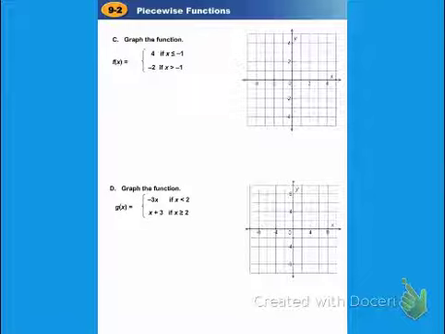So I've left you a couple easy ones, and I would like to designate these as our U-try problems. Please pause the video now and complete example C and example D, and once you've completed them, you can tune back in and check to see how you did. So pause the video now.